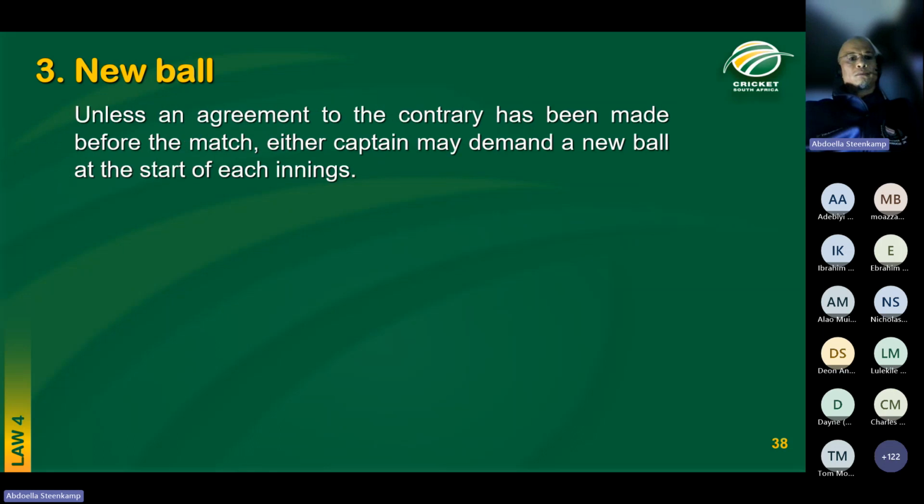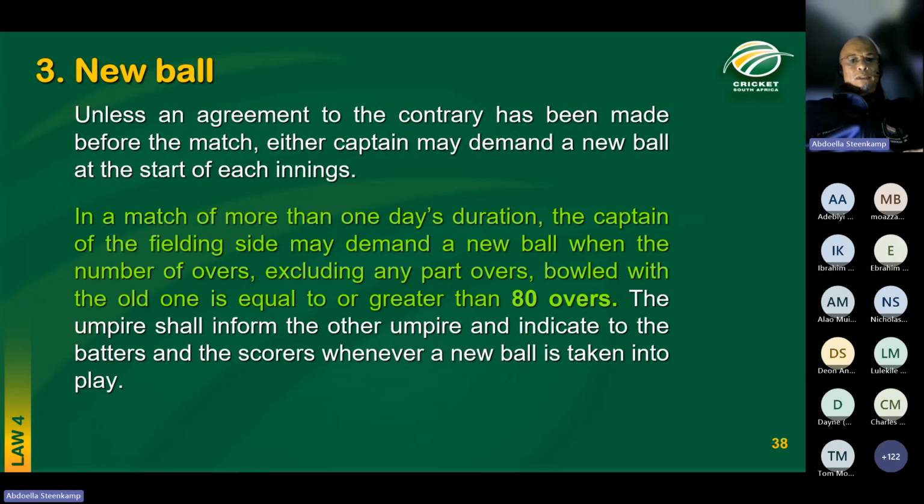When it comes to a new ball, at the start of each innings the law tells us a new ball is to be used, unless there has been an agreement before the start of the game. But usually, 99% of the time, a new ball is used at the start of each innings. The law also allows the fielding captain the option to take a second new ball after 80 overs have been bowled.